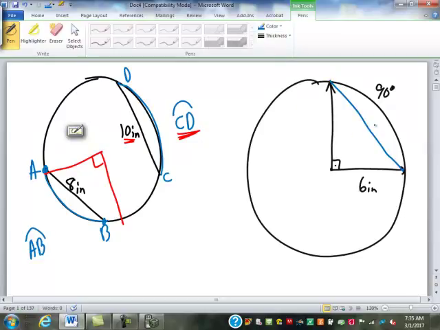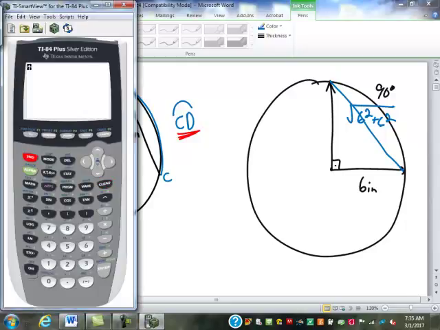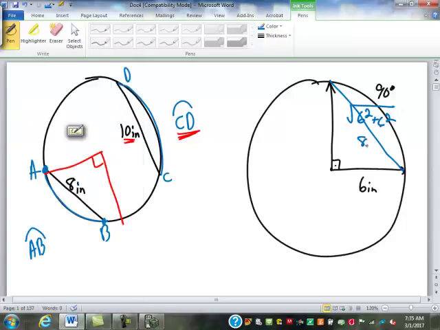That's going to be 6 squared plus 6 squared equals C squared, or shorten it up, the square root of 6 squared plus 6 squared, which comes out to be 8.49 inches. That's the length of the chord. That's a 90 degree arc.